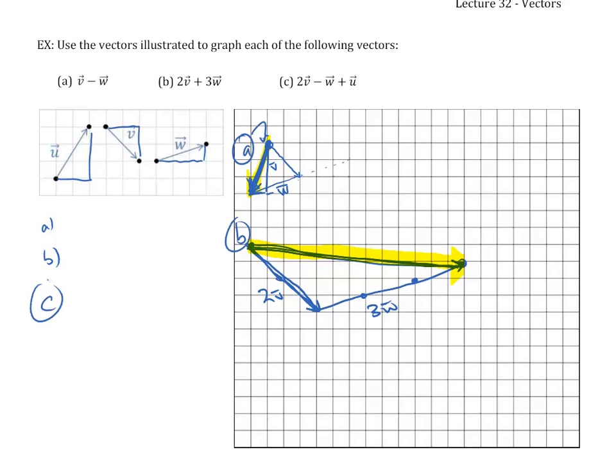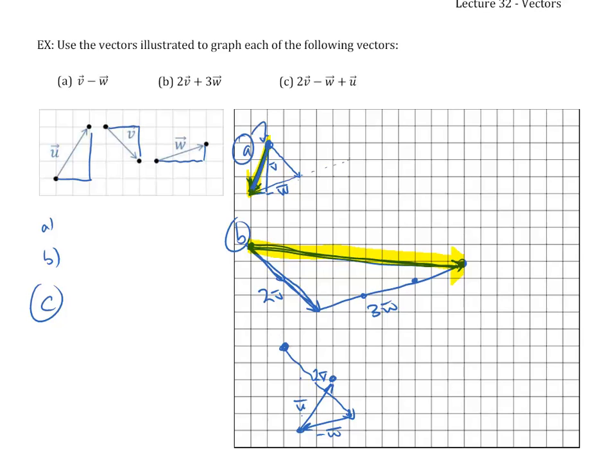And then C, we're going to do 2v and then minus w and plus u. So let's start here. 2v, there's 1 and 2. Yep, there's 2v. Minus w is left 3 and down 1, so minus w here. And then plus u, u is up 3 and over 2. 1, 2, 3, over 2.